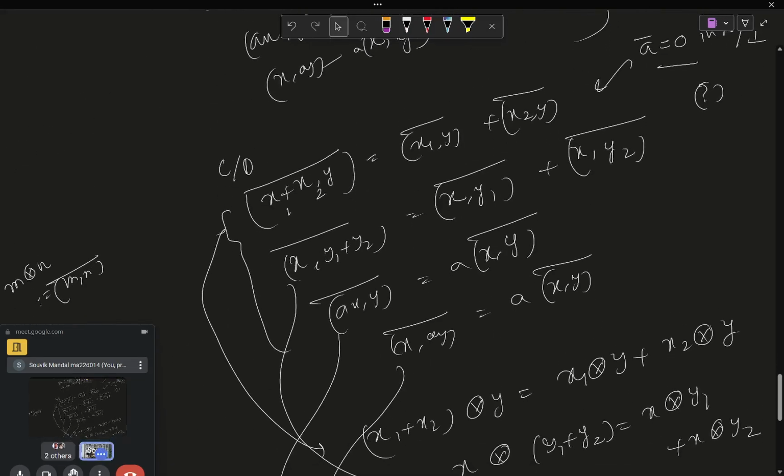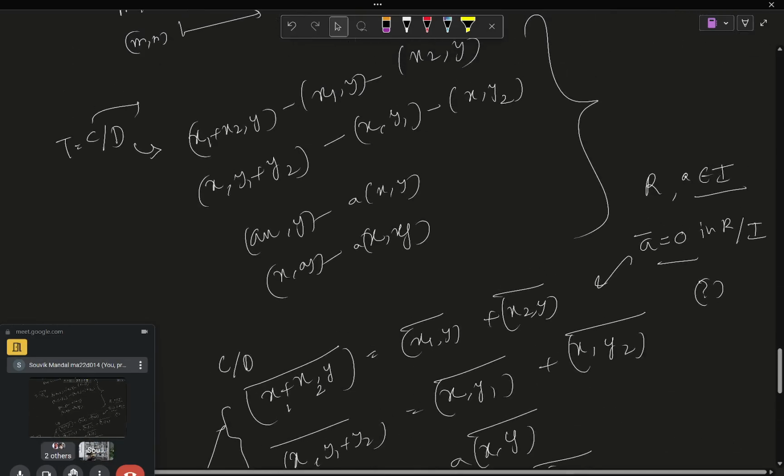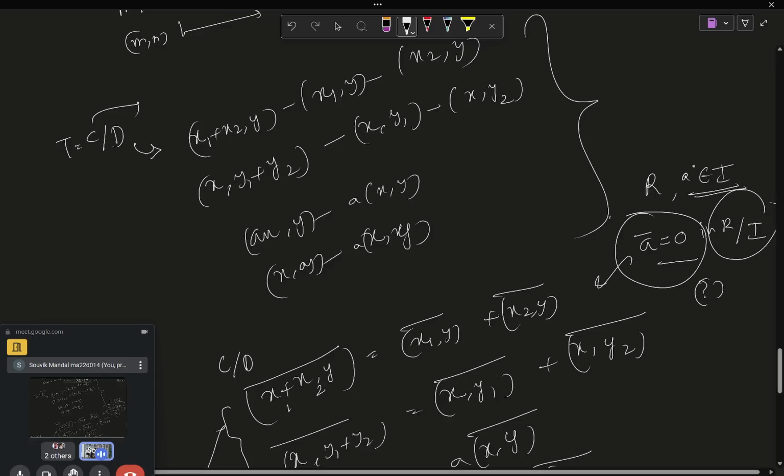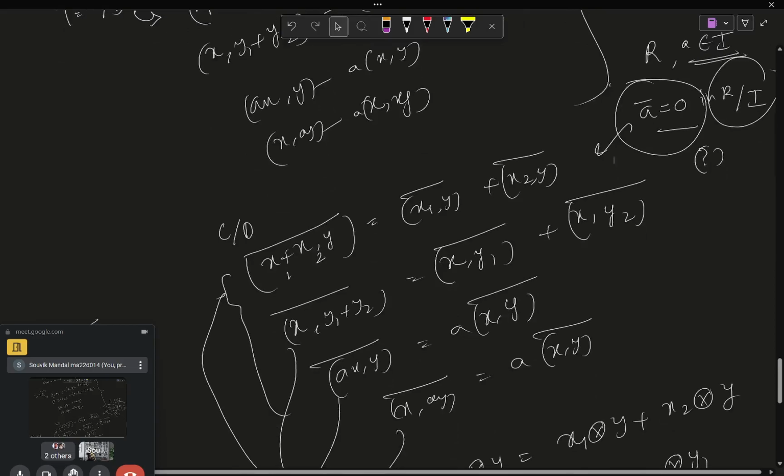Actually, in the first C by D, the generating elements are of the form of these four types. After that we take the bar. This is analogous to a ring R: if you have an element capital A inside the ideal I, then in the quotient ring R by I, A bar is equal to 0. It's obvious, and that is the obvious thing we have written here.